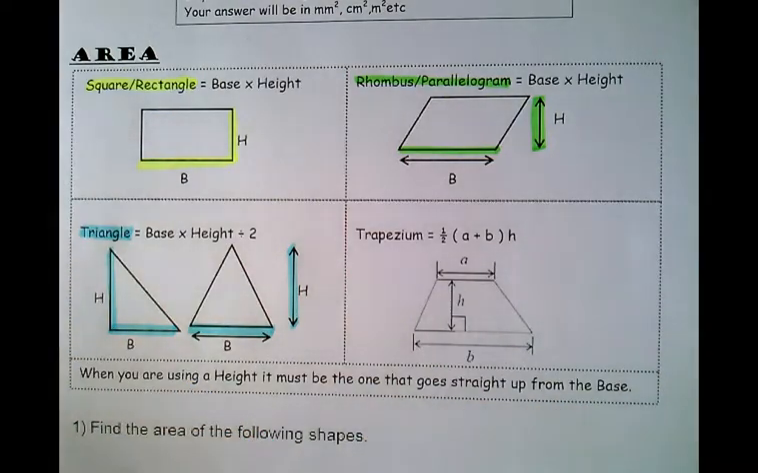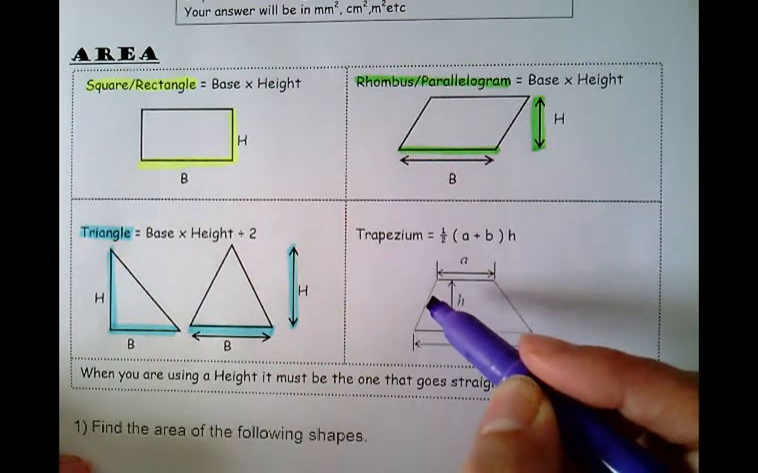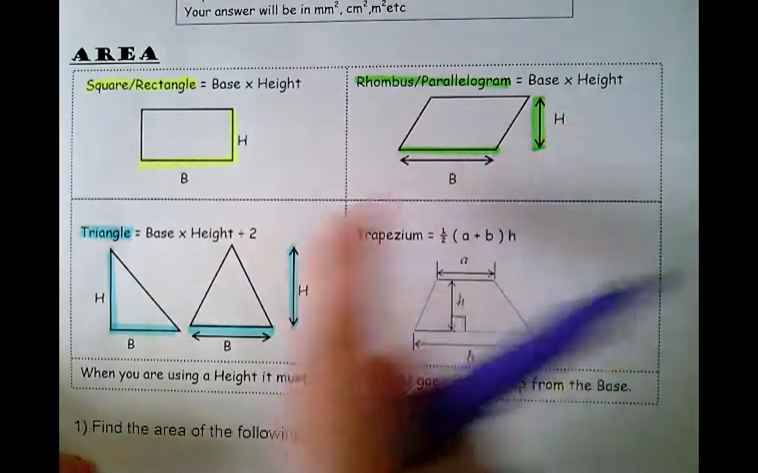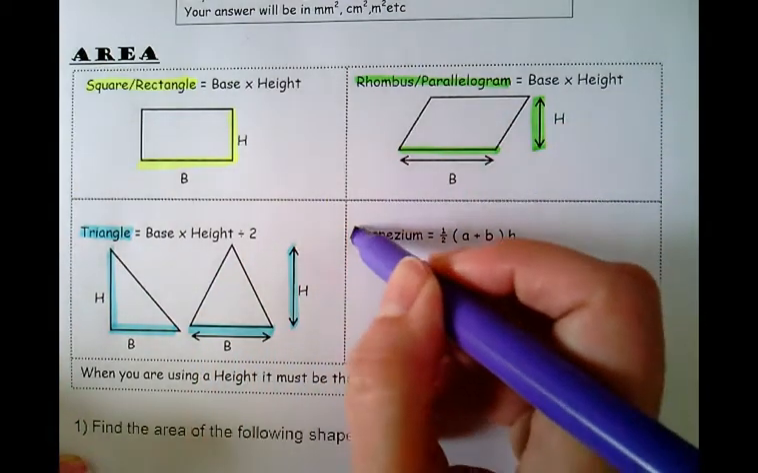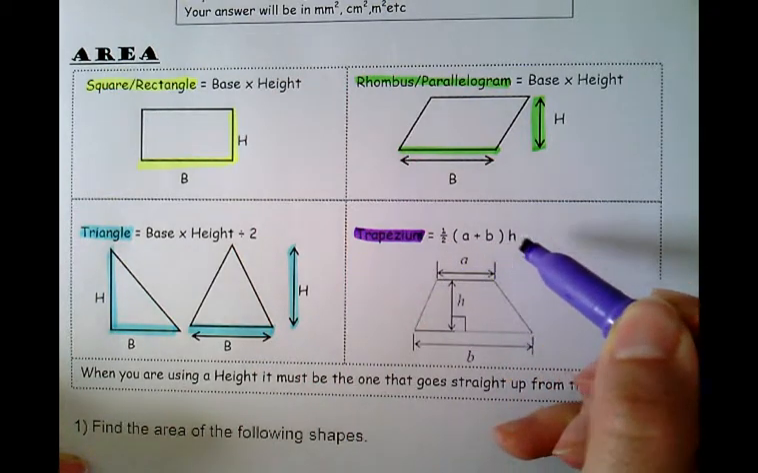The trapezium then is the only formula that is slightly more complicated. So this one is given to you at the front of the exam paper. They don't expect you to know this one off by heart. They expect you to know those 3, but not this one. So the area of a trapezium is given by the formula half a plus b h.